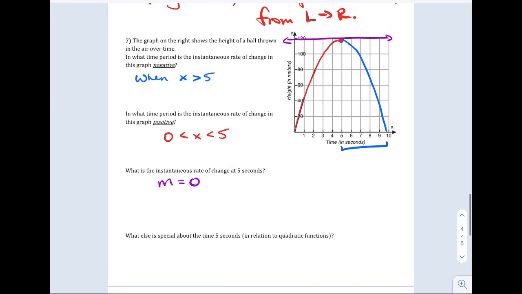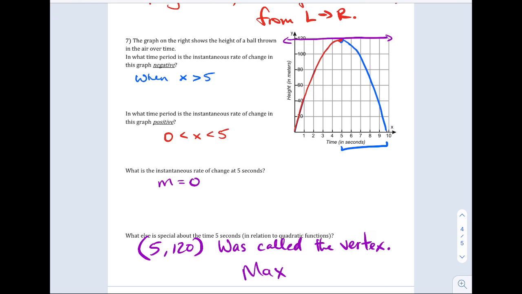What else is special about the 5 seconds in relation to quadratics? Well, that was called the vertex. Or still is called the vertex. It's the maximum, where the highest point of the ball reaches.